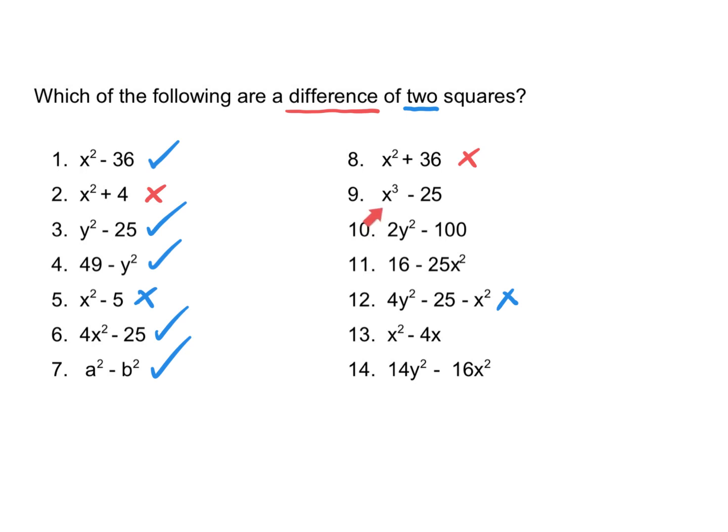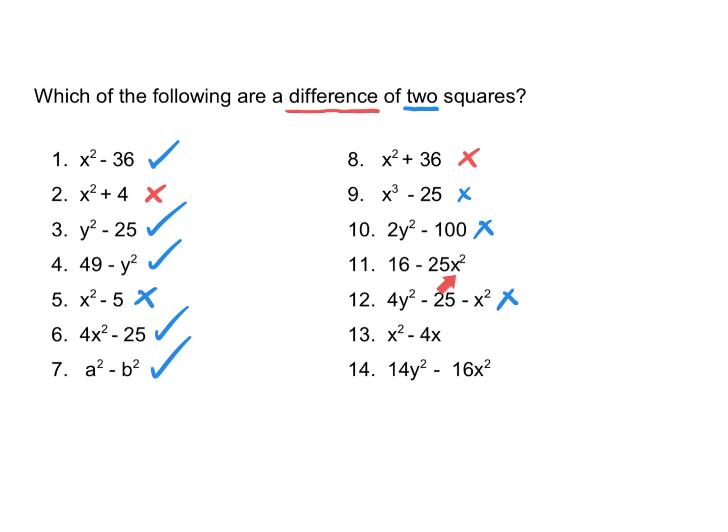On this one up here, we've got x cubed. Now, because we've got the cube sign, this x here is not a square, it's a cube, so that's not a difference of squares, so that gets a cross. On this one, the 100 is a square number, it's 10 squared, and the y has a square sign, but the number multiplying it is not a square number. 2 is not a square number. So now, because the 2 is not a square, it means the whole term is not a square. So this is not a difference of two squares either. In this one, we've got the 16, which is a square number, it's 4 squared, and we've got the 25, which is a square number, and the x is squared.